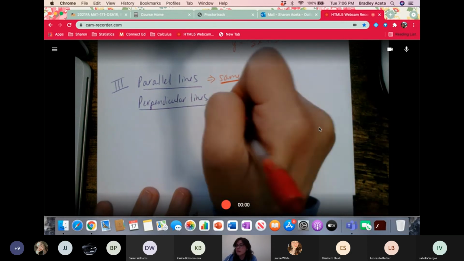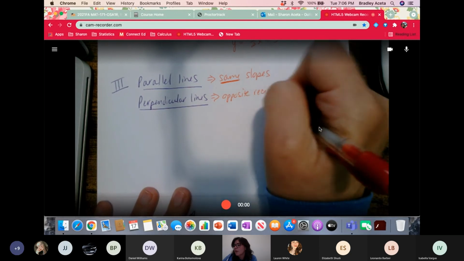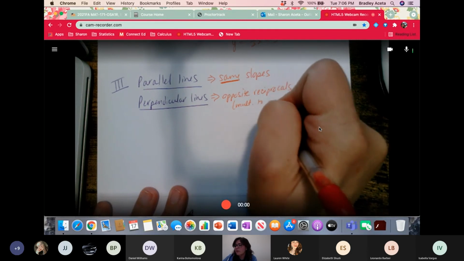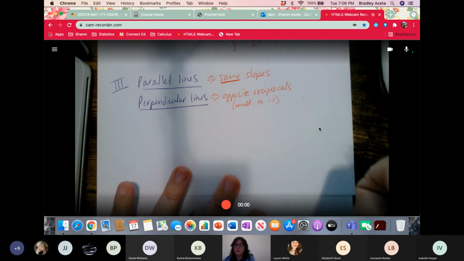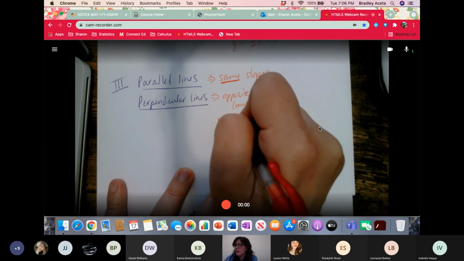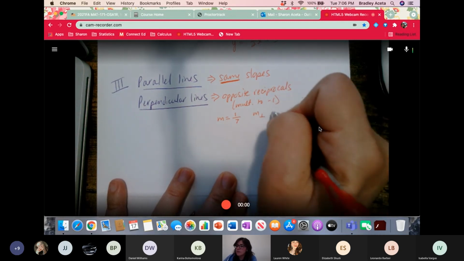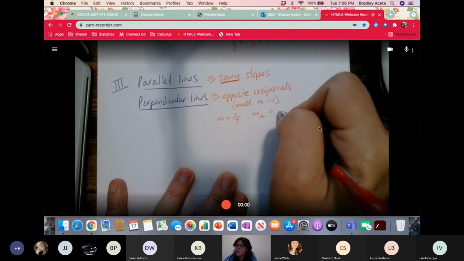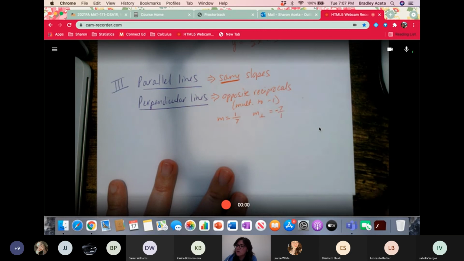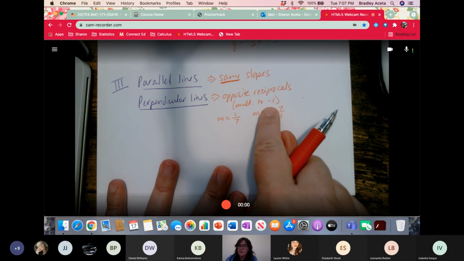Perpendicular lines are what's known as opposite reciprocals. Meaning they both have to multiply to a -1. That's what an opposite reciprocal would be. So if I had a slope of 1/7, my perpendicular slope, that's the symbol for perpendicular, would be the opposite reciprocal. Reciprocal is a fraction, so 7 over 1. And then opposite being sign change, so -7 over 1. These two together, if you were to multiply them, would be -1.